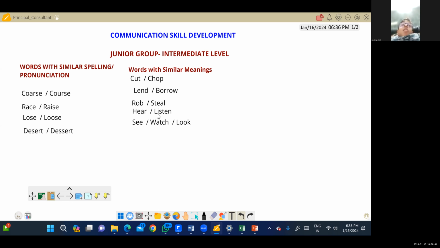Okay. See, watch, and look. What are the differences between see, watch, and look? Avika, what is the difference amongst see, watch, and look?